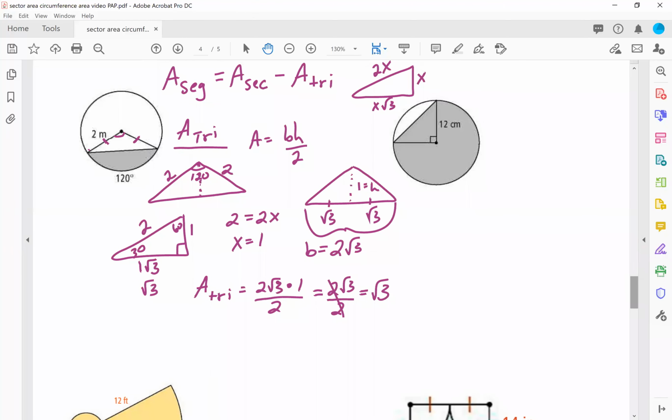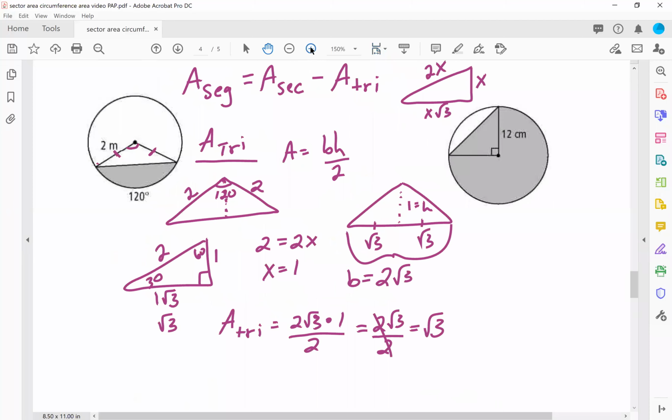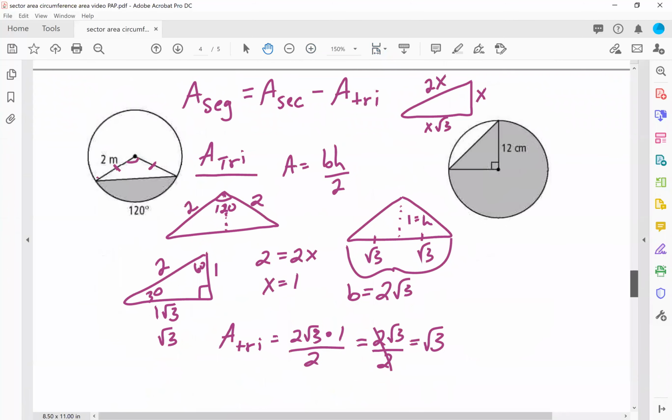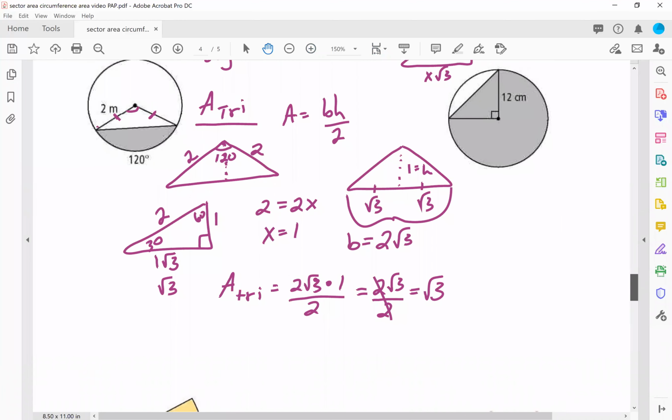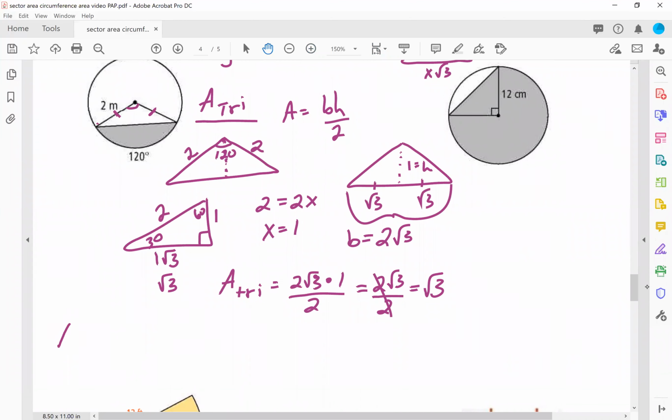Now what we need to do, zoom in a little bit, give us some more room, is find the area of that sector. Okay, so the area of the sector, it's the angle, so 120 out of 360 times pi times r squared, and our radius is 2, so 2 squared.